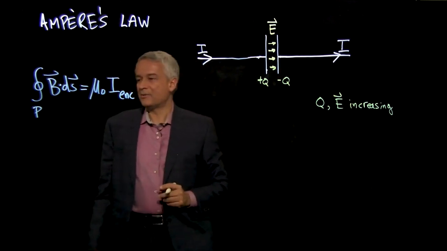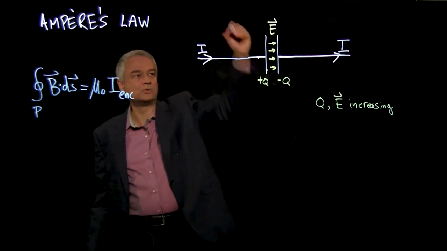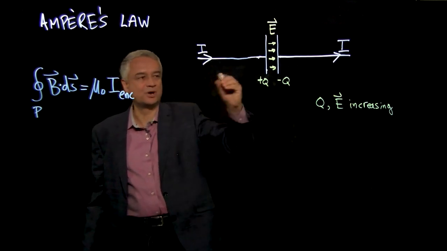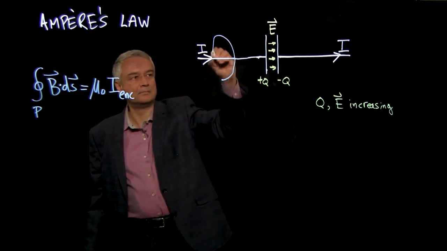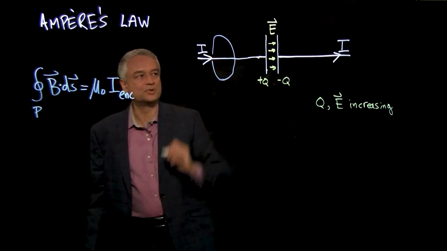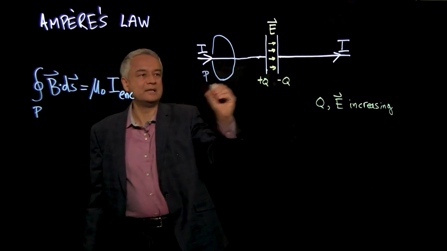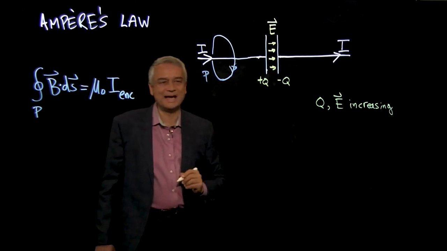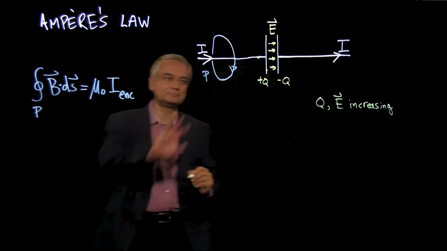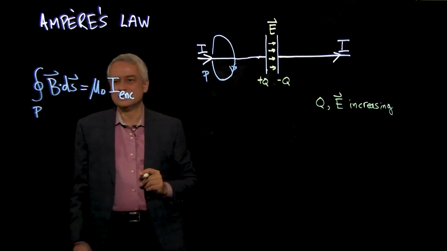I want to pick a path P now, and I'm going to pick a path P that encircles the wire carrying this current. So here we go. Here's my path P, encircling that wire, and I'll label this path P, and I'm going to do my integral of B dot ds around the path in that direction. There we go. I've got a loop like this.